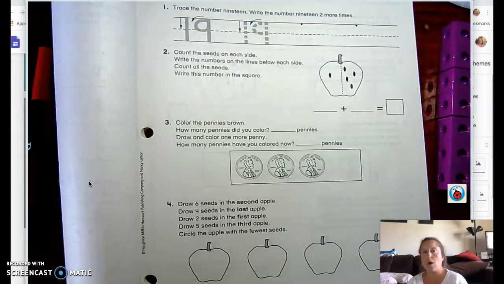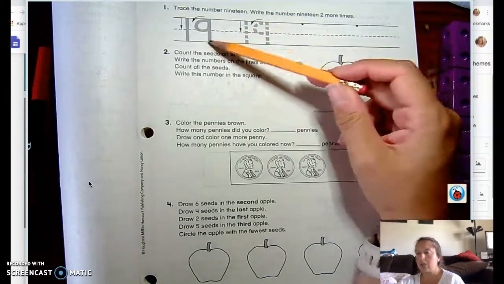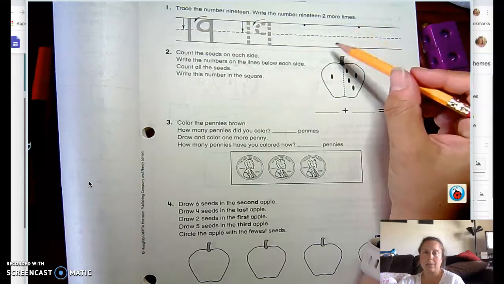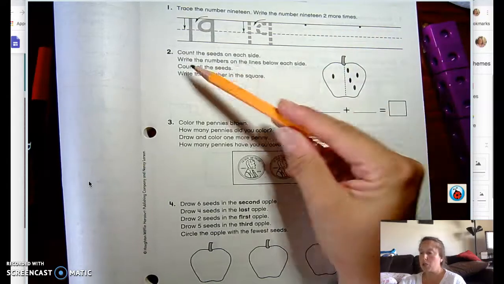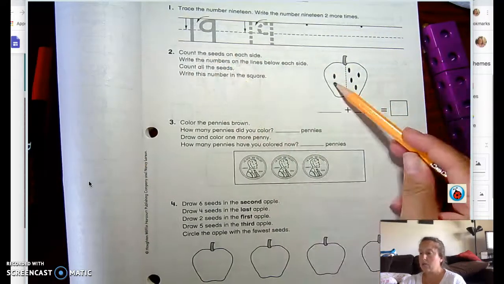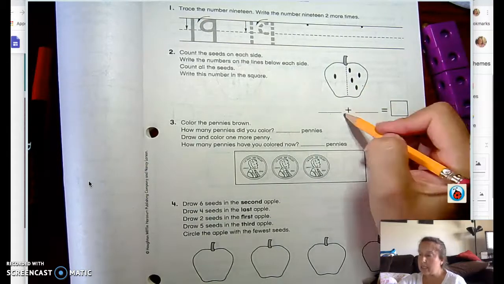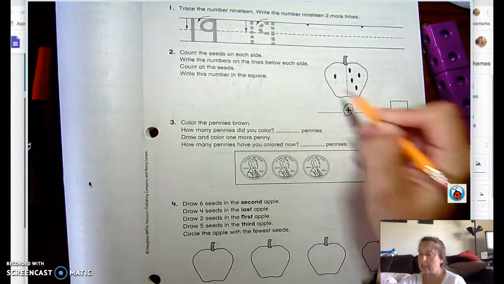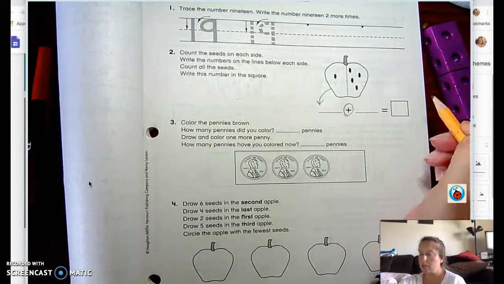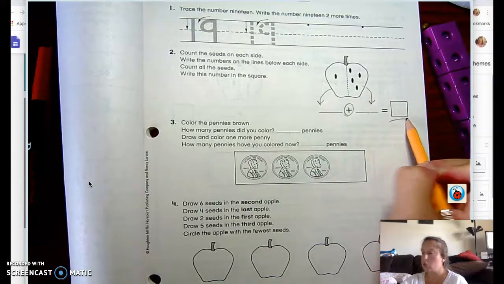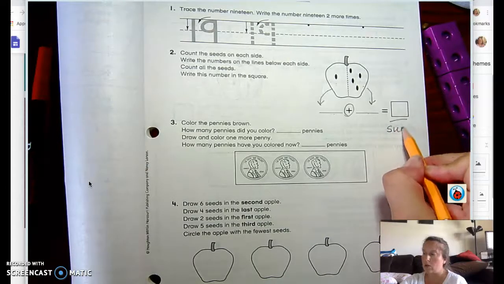So question number 1, they ask you to trace the number 19 and then write it 2 more times nice and neatly. Number 2, count the seeds on the left and on the right. Then write down the 2 addends. How many are on the left? How many are on the right? Then count how many total. This is called the sum.